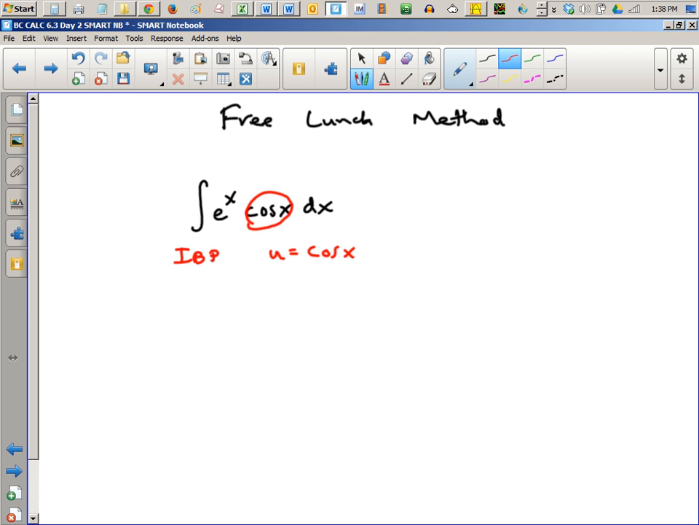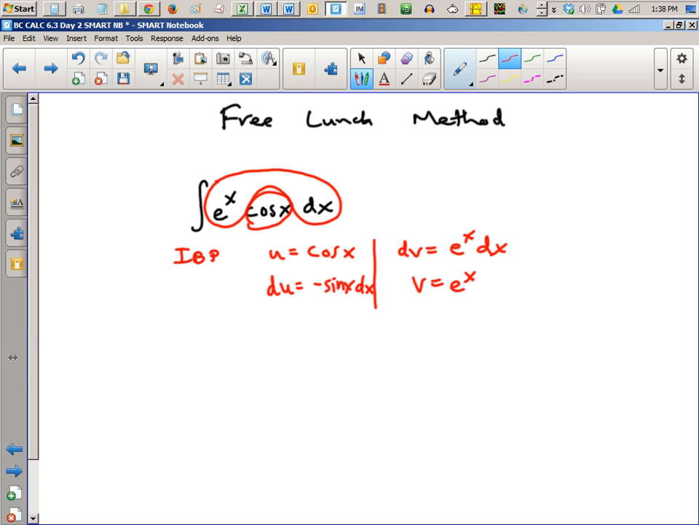So I'm using u equals cos x, and I guess dv will just have to be everything else. It's right here, e^x dx. du is negative sine x dx. v is simply e to the x. And I've got my first step started. So I was trying to integrate e to the x cos x, right? And I'm doing uv minus integral of v du, right?